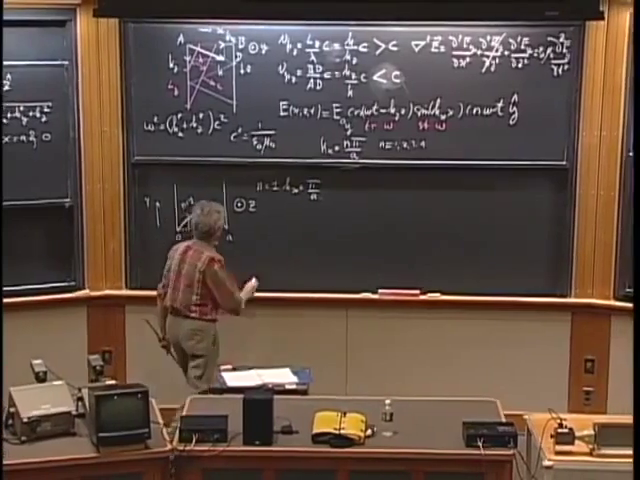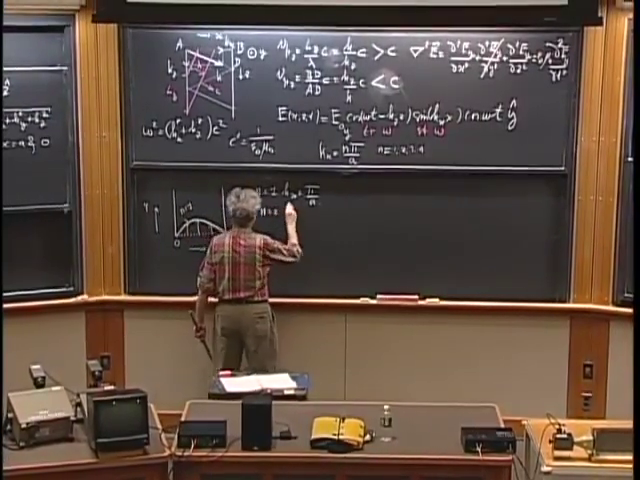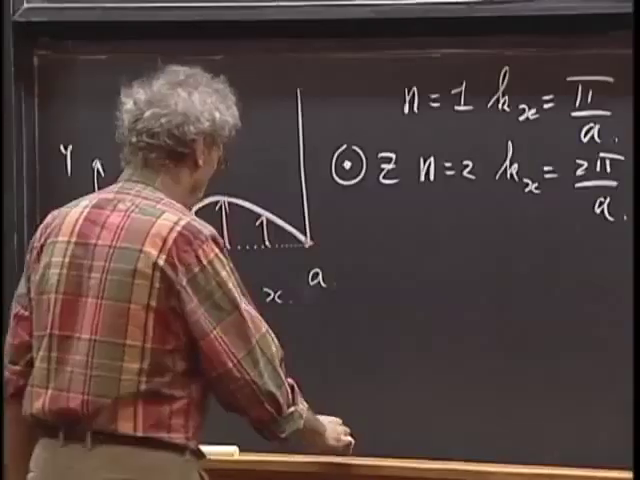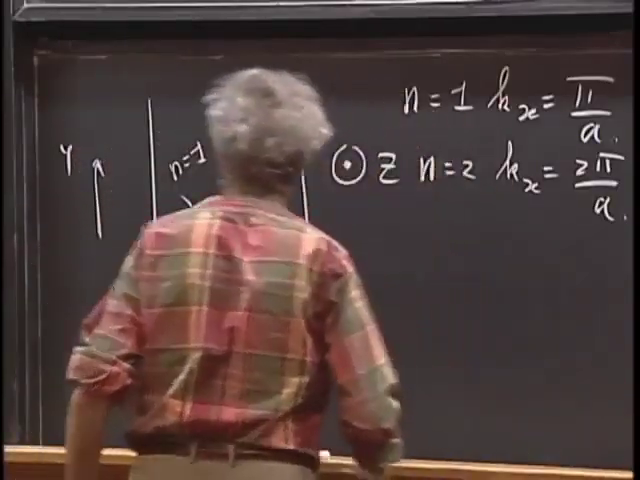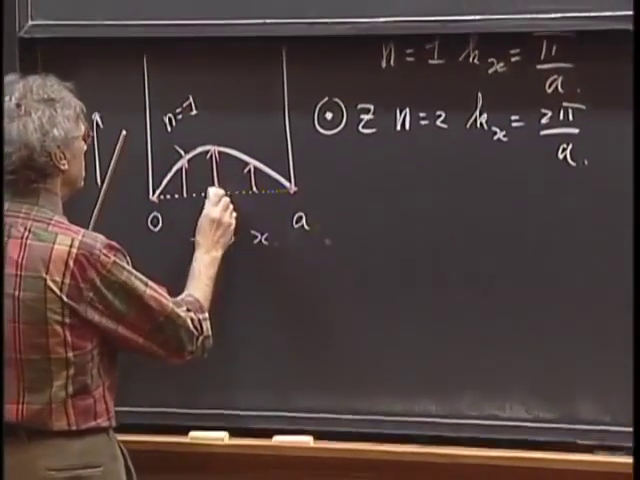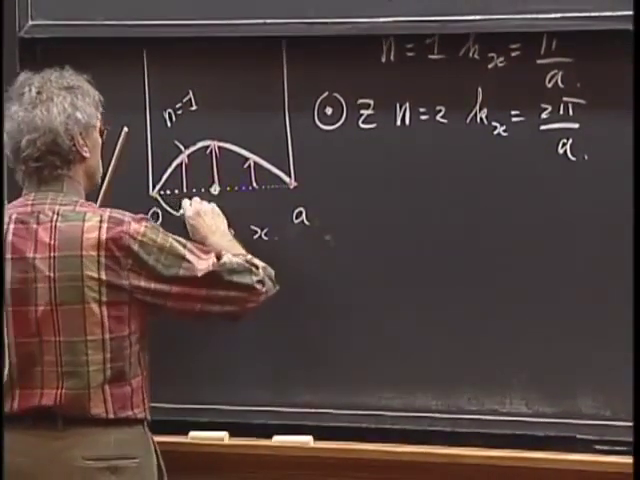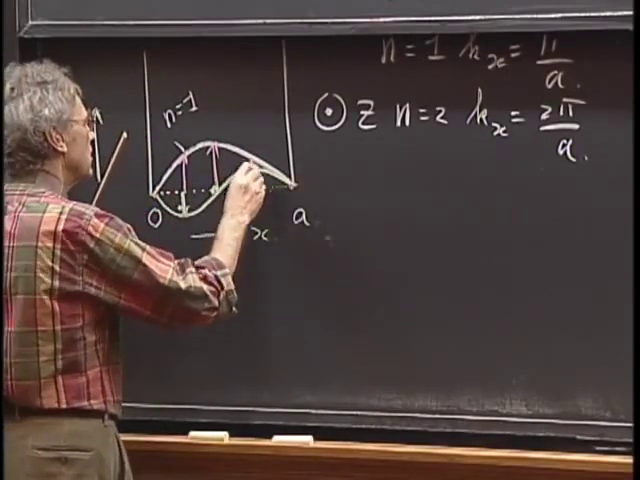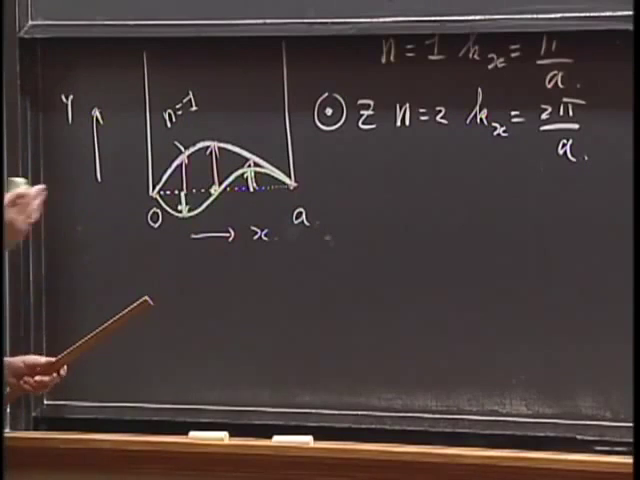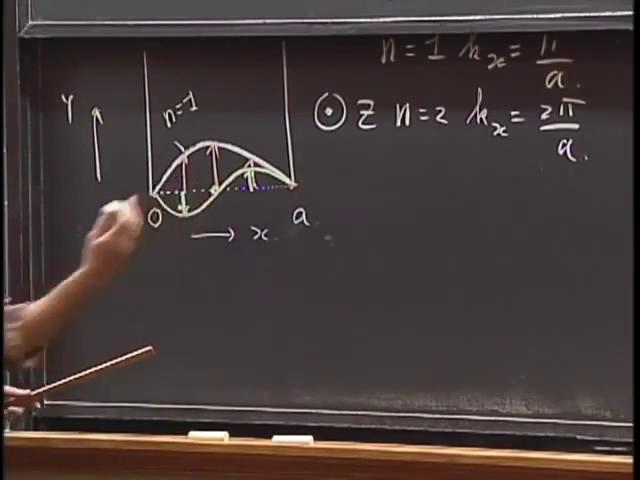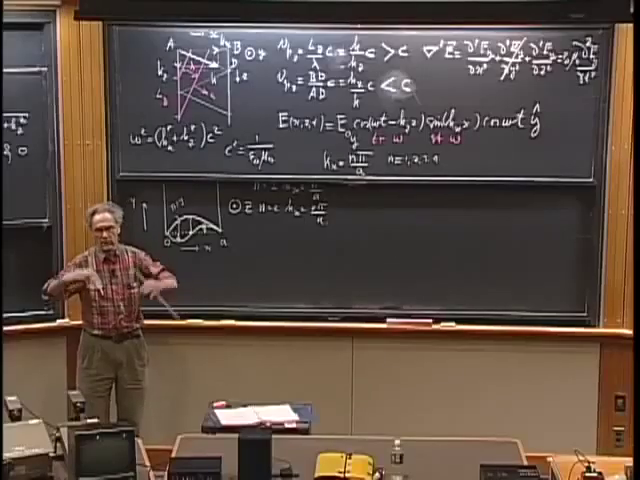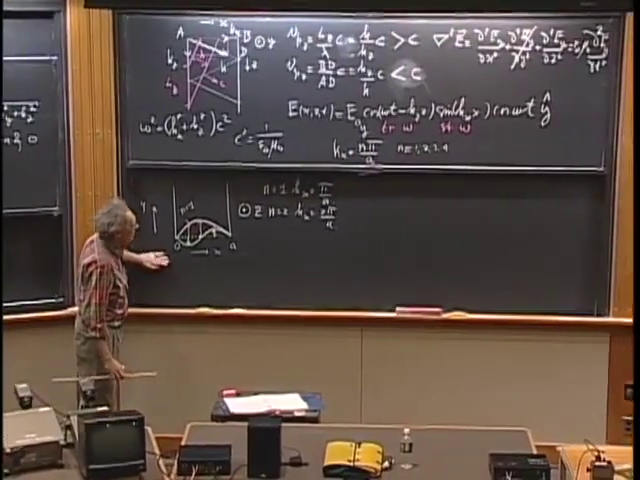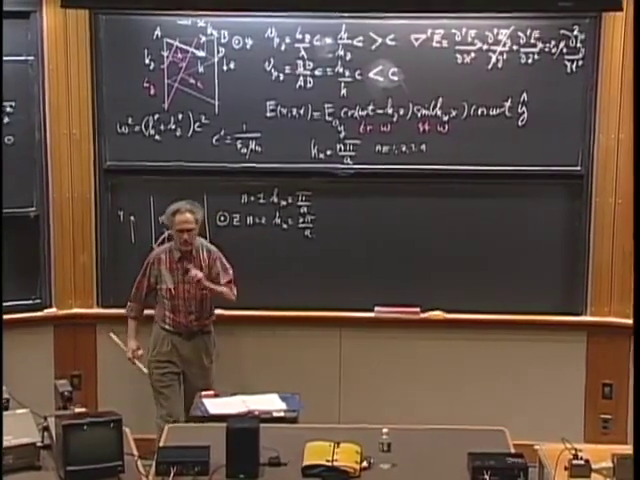For n equals 2, that is another possibility. Kx would be 2 pi divided by a. And I can put that in a different color. So that would be like this. And so now the E vector has right here a nodal plane. And now it goes like this. And so those are possibilities which are only restrictions in the x direction.